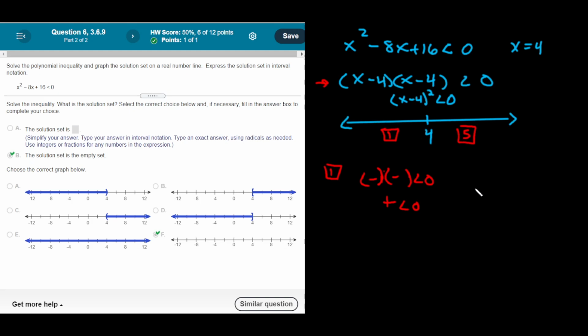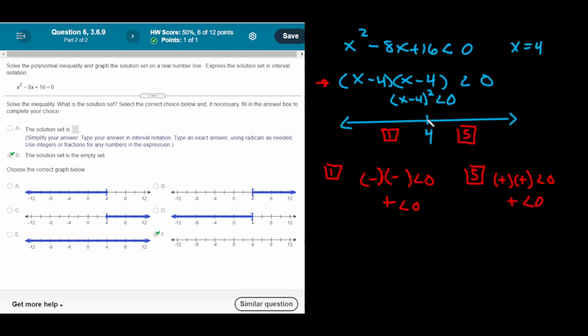What about to the right? You plug a 5 in here. That's going to be a positive. Times another positive, which would be less than 0? No, it will not, because a positive times a positive is positive. Positive will never be less than 0, so you're not going to shade to the right.